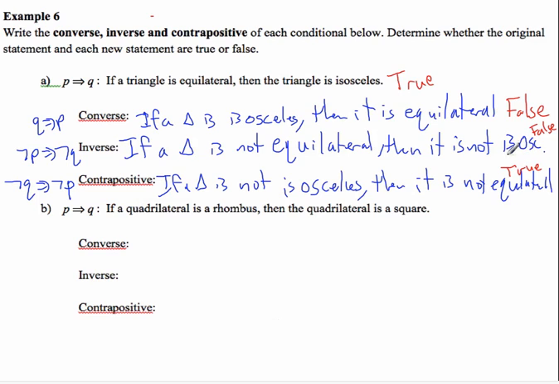That makes sense, right? And notice that the original statement is true, and the contrapositive is true, and the converse is false, and the inverse is false. That's always going to be the case because the converse and the inverse are logically equivalent, and the original implication and the contrapositive are logically equivalent.